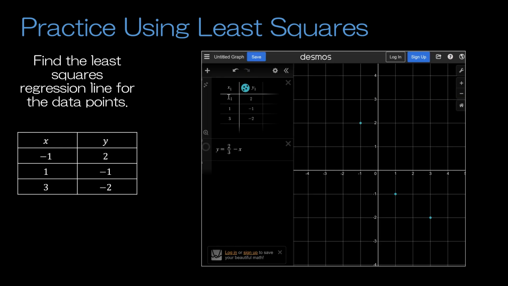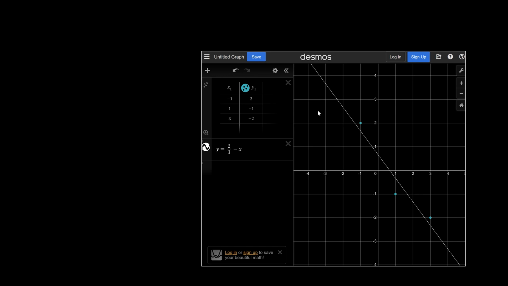Going to Desmos, we can see that these are the points. They follow a negative linear pattern, and this is the equation we just came up with, and we can see that that does a fairly good job of representing the line that would be created by connecting those points.